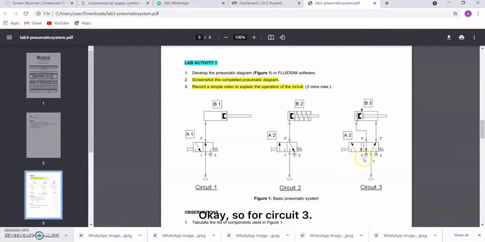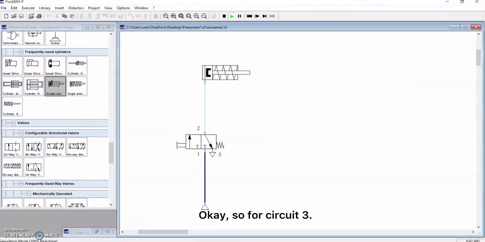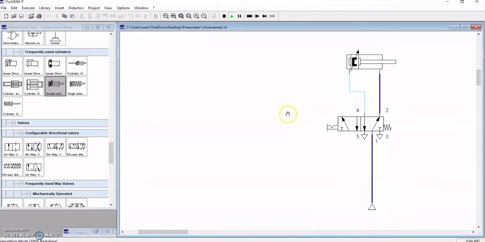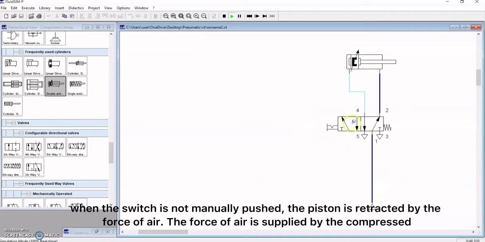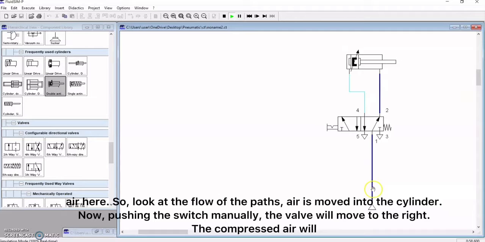Okay, so for circuit 3, when the switch is not manually pushed, the piston is retracted by the force of the air. The force of air is supplied by the compressed air here. So look at the flow of the path. Air is moved into the cylinder.